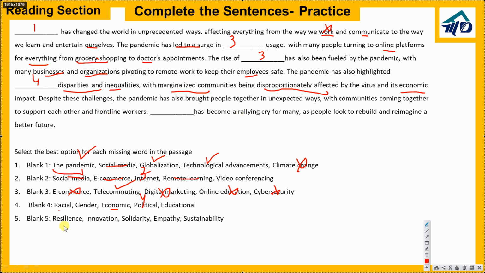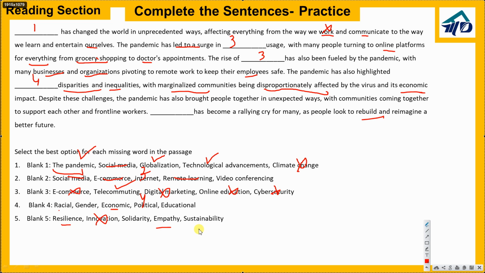Dash has become, resilience can be, innovation has become. So they are not directly discussing innovation as a need, so I'll eliminate it. Solidarity, I don't think so, though you can relate it in any way. Empathy, maybe I won't eliminate, and sustainability, no.